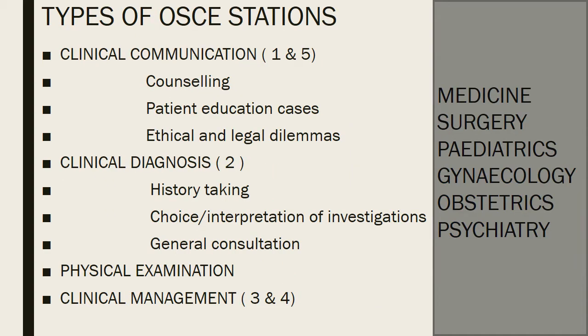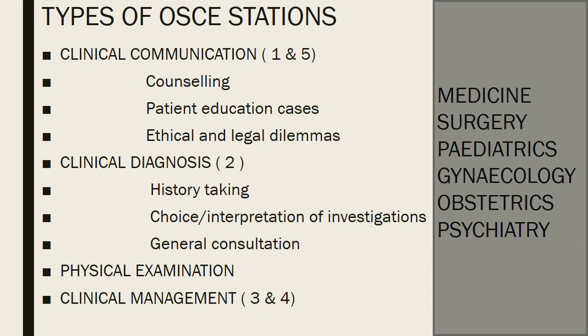Then comes the types of the OSCE stations. Basically, there are 4 main different types of OSCE stations. Number 1 are the stations in which they are assessing your clinical communication. These will be about counseling cases, patient education cases, and ethical and legal dilemmas. I have written here section 1 and 5, which denotes section 1 and section 5 of the AMC clinical handbook. So if you are preparing the OSCE stations about clinical communication, you should go through section 1 and section 5 of the AMC clinical handbook.